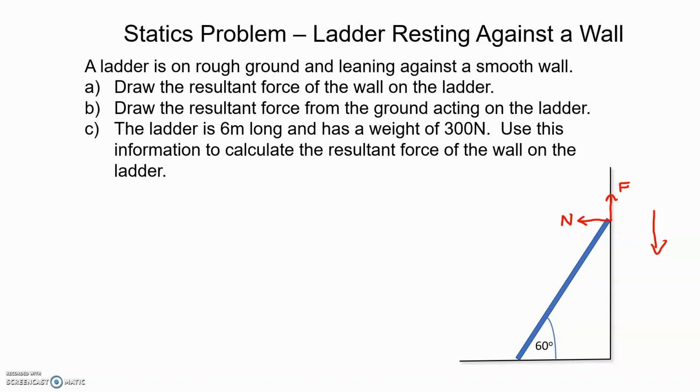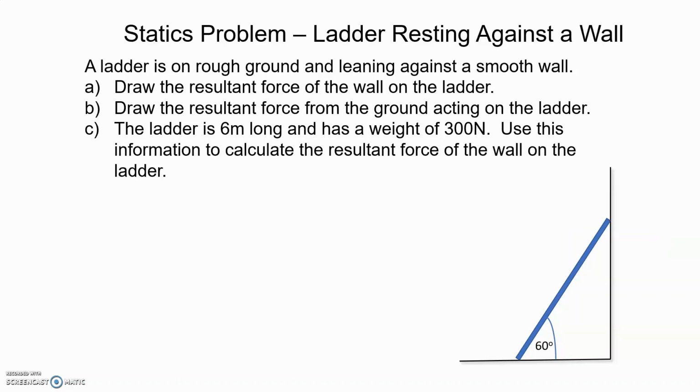Now the question says that the ladder is leaning against a smooth wall, so we're going to assume that there is no friction force, so let's get rid of that one. What that means is that our resultant force in this situation is just the normal contact force. There is no force due to friction because it is a smooth wall. So that's the answer to part A.